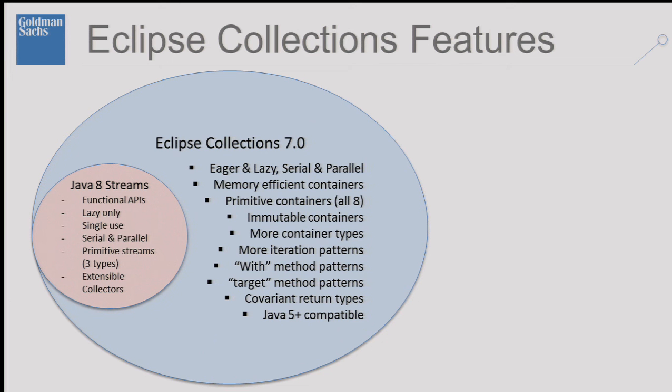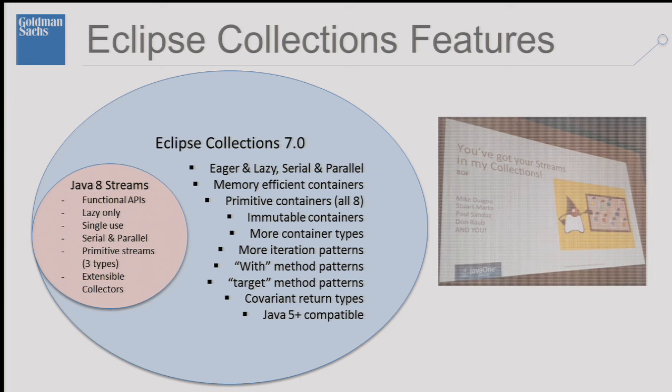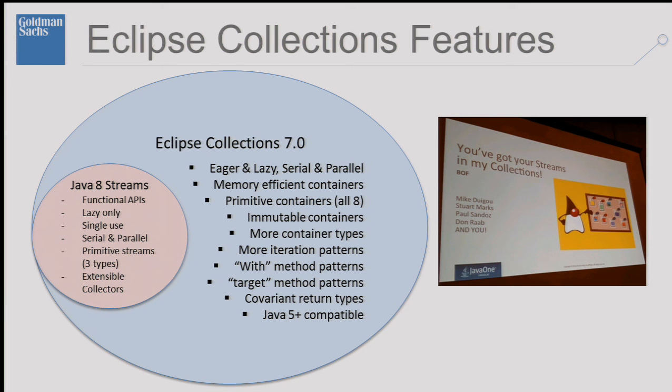And then in terms of just adding functionality to the API, we've got immutable containers. Unlike unmodifiable wrappers around your collections, we actually have interfaces which are immutable versions of the collections, so you can have an immutable collection by contract being returned from your API. We have more container types, more iteration patterns, and we're currently at least Java 5 compatible.